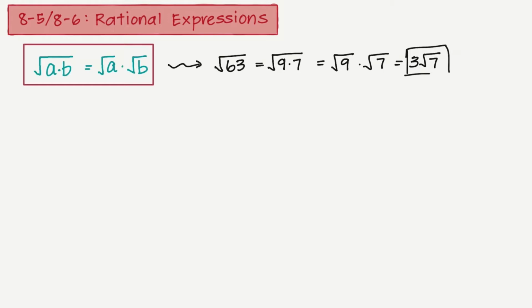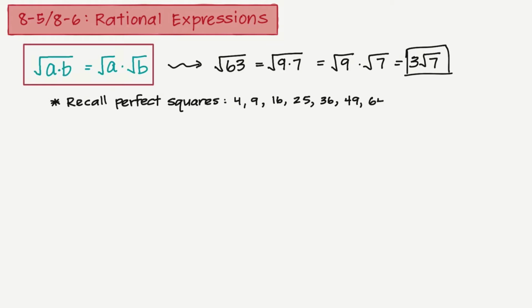So let's go ahead and do some examples where we are following this rule. But it might be helpful to recall all of those perfect squares that we learned in our last lesson, such as 4, 9, 16, 25, 36, 49, 64, 81, 100, and so on. So if I can think, is this one of these perfect squares times something else? It'll be a lot easier.